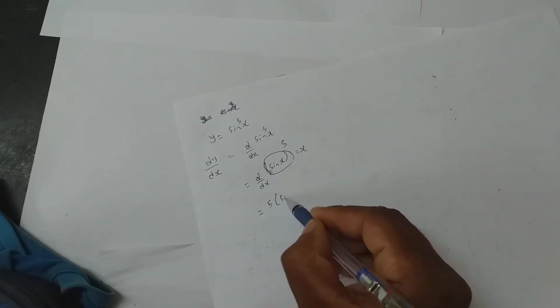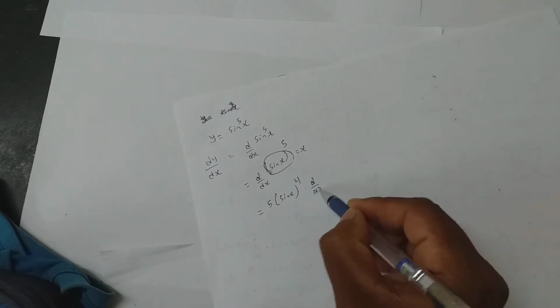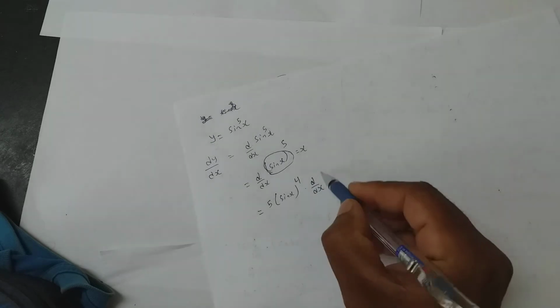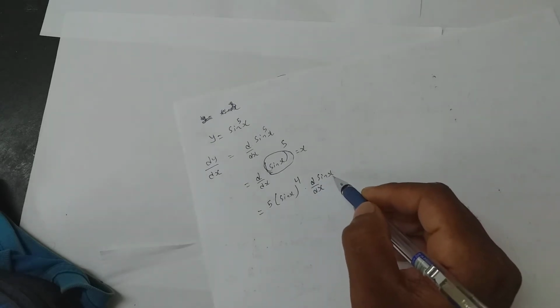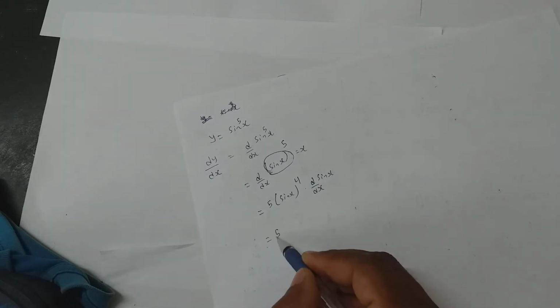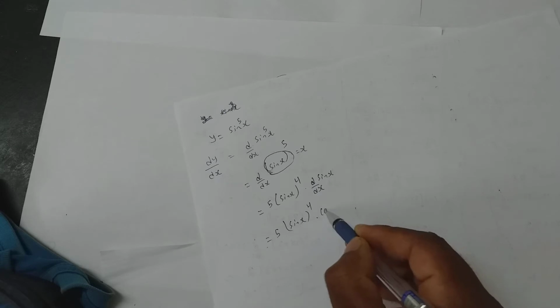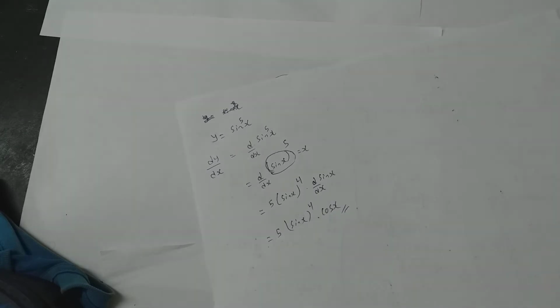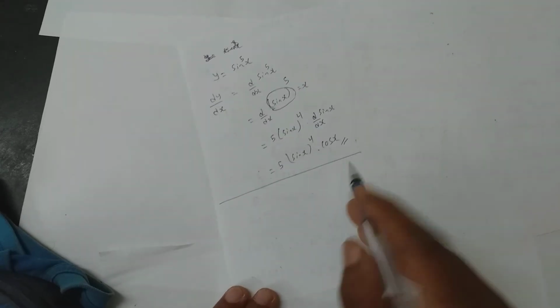So 5 into (sin x)^4 into d by dx of your assumption, which was sin x. You assumed sin x in place of x. So it results in 5 sin^4 x into cos x. This is how we need to do. Am I clear? Now one more example.